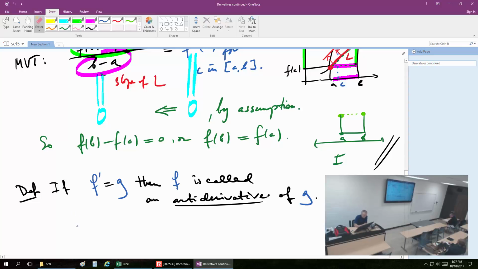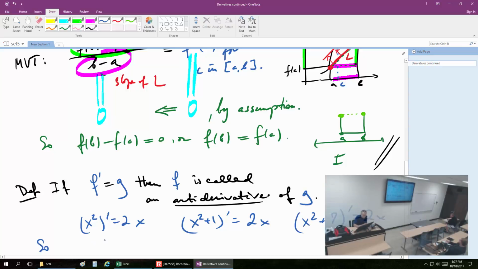Remember that discussion. So for example, x squared prime is equal to 2x. X squared plus 1 prime also is equal to 2x. X squared plus 1 plus 7 prime is equal to 2x. So all of these, x squared plus 1, x squared plus 7, are antiderivatives of 2x.